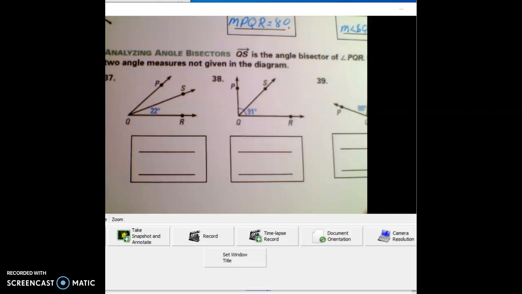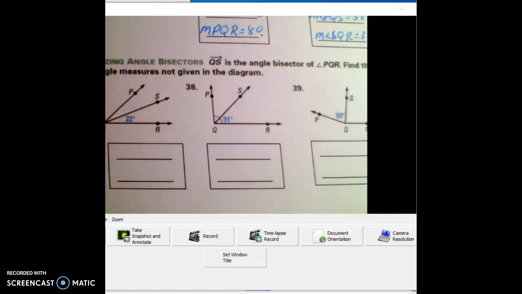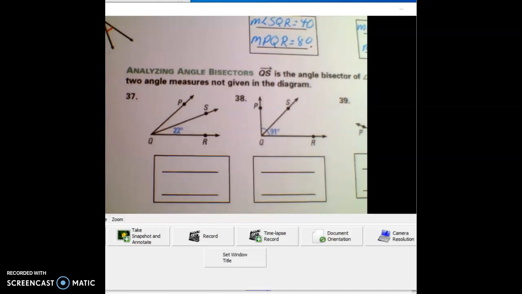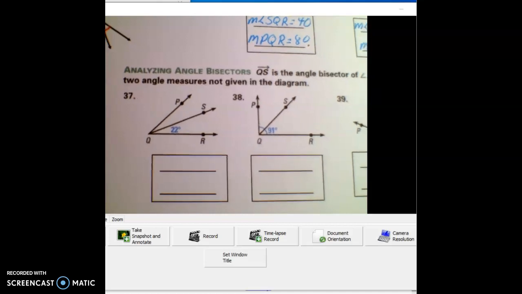So again, QS is the angle bisector of PQR. It says find the angle measure not given in the diagram. So there's two angle measures not given in the diagram. So I expected that you're going to find the other two and you're going to use the correct notation for this. And that's what I'm looking for when I look in your notes.